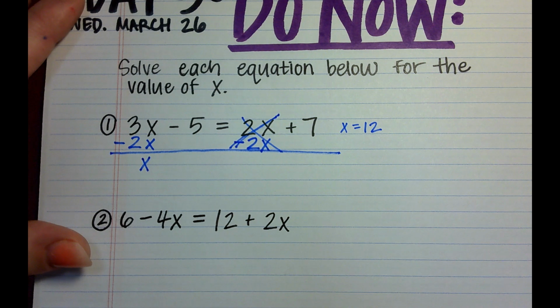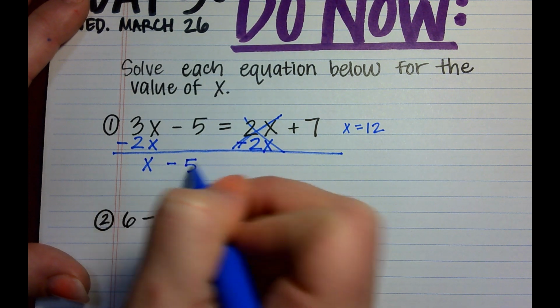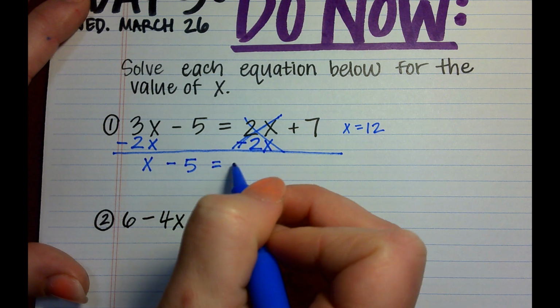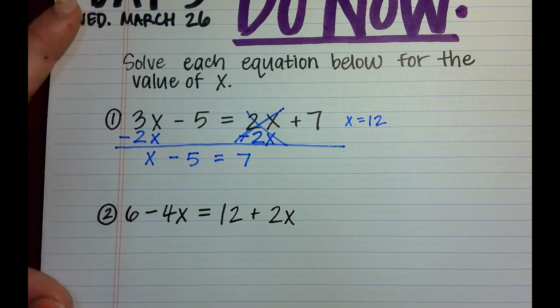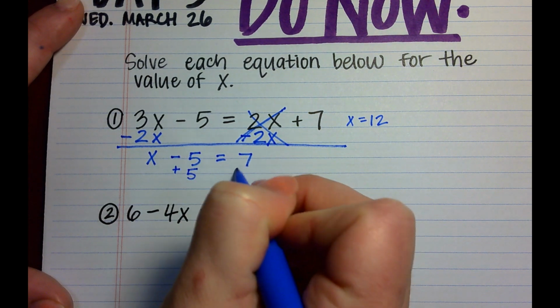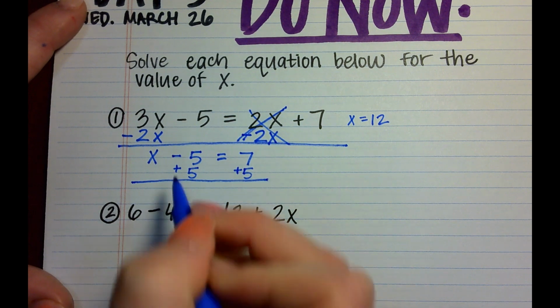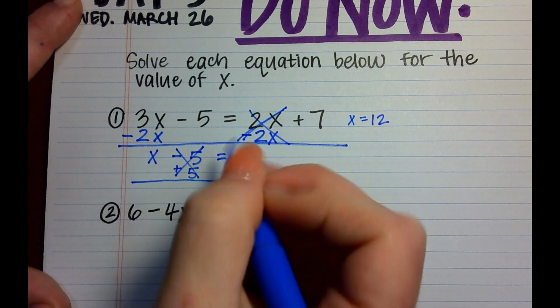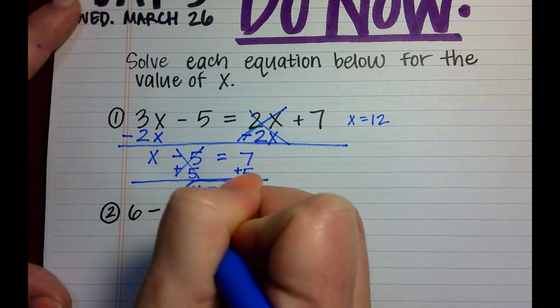So what should I do next? Let's bring the rest down. I still have minus 5 equals 7. What should we do next? Add 5 on both sides. And my 5's will cancel, giving me x equals 12. Good. We got that one right.